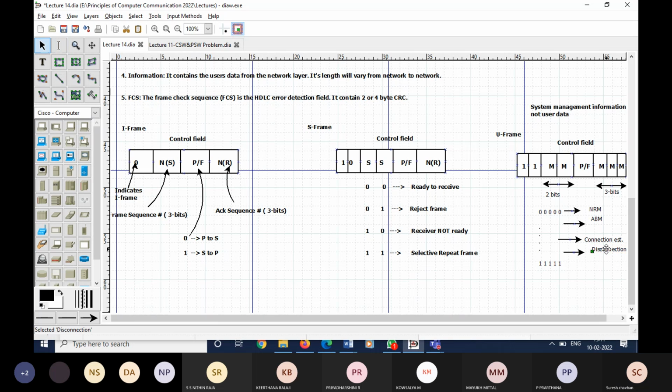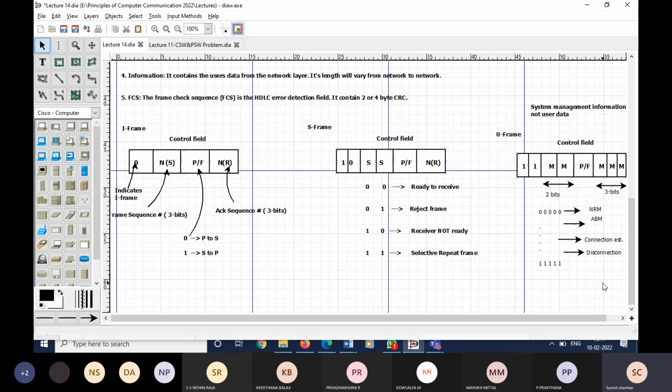Disconnection. Correct. So this is one kind, and you can think of some other functions also. These functions are the management information, right? What other kind is there? One more thing, the control information: connection establishment, data transfer, disconnection.